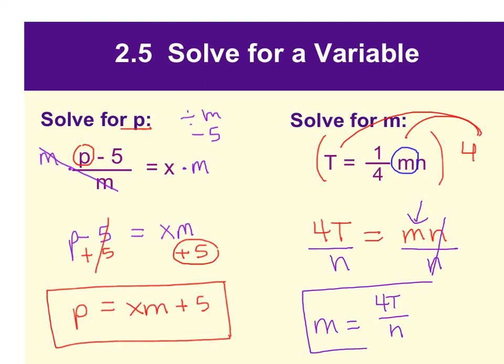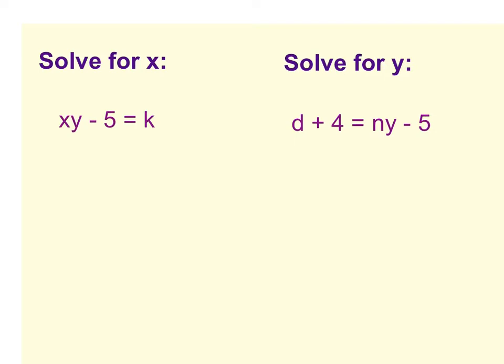So on that example, we took care of that fraction first. That's going to be the way you're going to want to approach any of those. Fraction first, and then we divided by the n to get the m alone. All right, we'll just do 2 more, and then you guys will have some more in your examples.